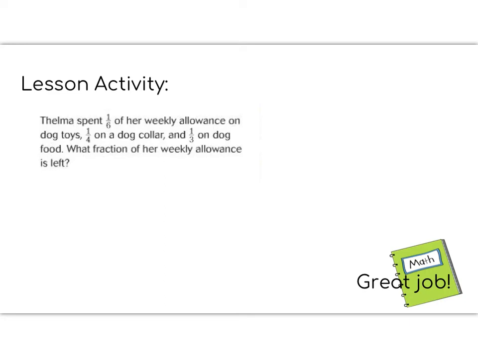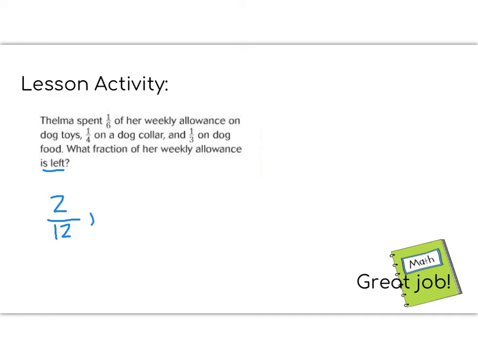Now it's your turn to try a word problem, subtraction with fractions. It says, Thelma spent 1/6 of her weekly allowance on dog toys, 1/4 on a dog collar, and 1/3 on dog food. What fraction of her allowance is left? So let's rename these all to a common denominator before we know what we're going to do with them. So we have 4 and 6 and 3. So let's rename them all to 12. So if I'm going to make 1/6 into a 12, in order to make 6 into 12, I have to multiply by 2. And on the top, I have a 1. So 1 times 2 is 2. So she spent 2/12 on dog toys.